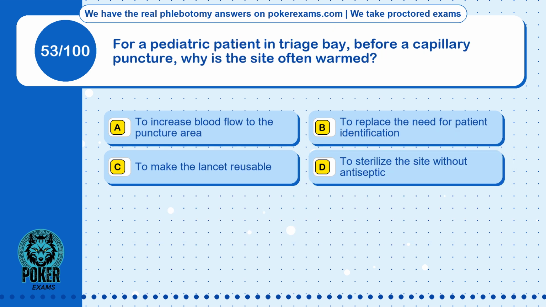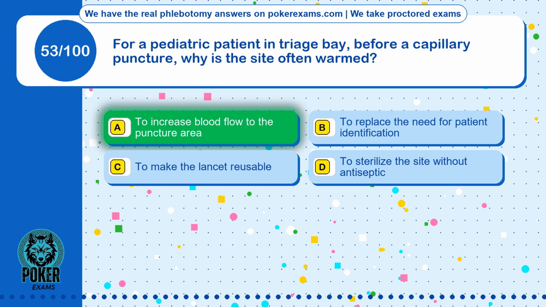Question 53. For a pediatric patient in triage bay, before a capillary puncture, why is the site often warmed? Option A. To increase blood flow to the puncture area. Option B. To replace the need for patient identification. Option C. To make the lancet reusable. Option D. To sterilize the site without antiseptic.